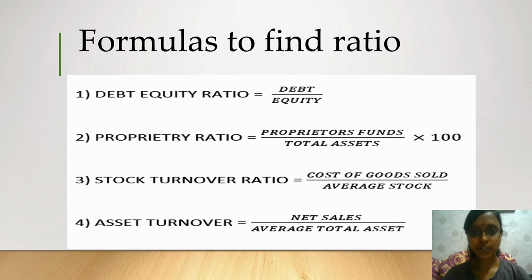These are the formulas to find the ratio. The first one, debt equity ratio, debt over equity. The second, proprietary ratio, proprietary funds over total assets times 100. Third, stock turnover ratio, cost of goods sold over average stock. And the last one is asset turnover, net sales over average total asset.